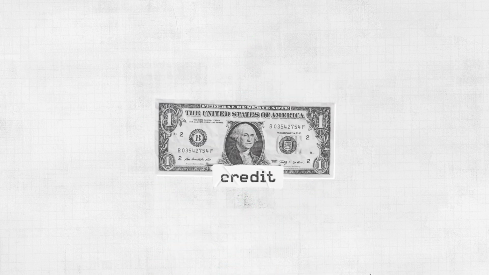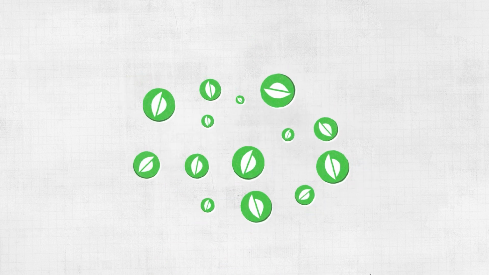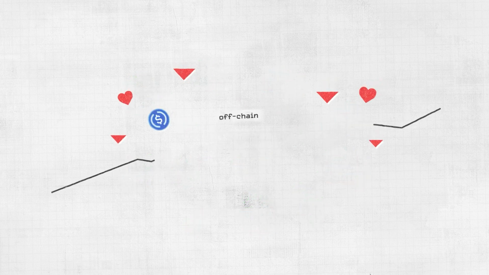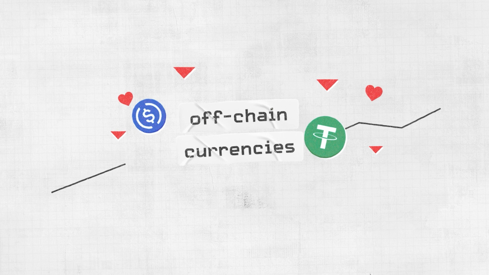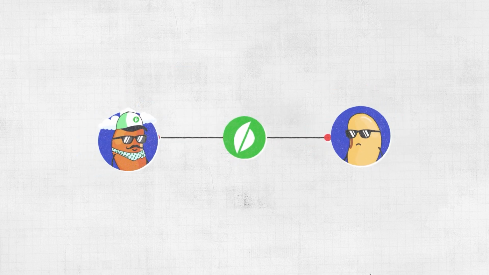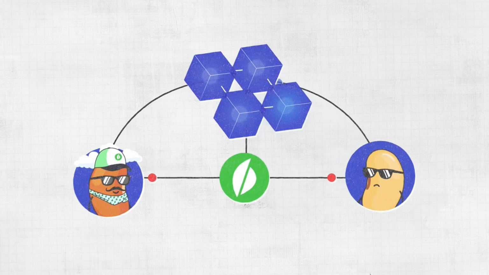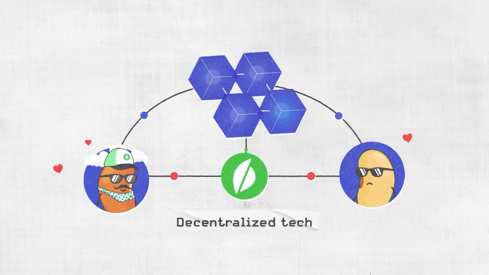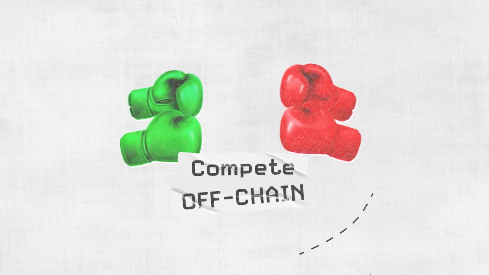In other words, Beanstalk uses credit to create a new fiat currency, Bean, with competitive low volatility and interest rates relative to off-chain currencies. In doing so, Beanstalk reduces the friction involved with conducting financial transactions on the blockchain, and can make it economically viable to use a decentralized tech stack to compete with off-chain businesses.